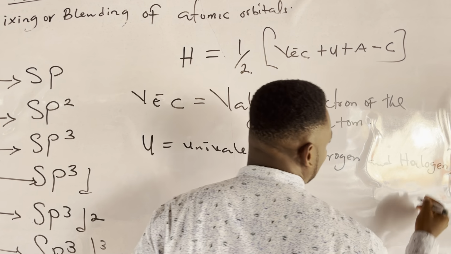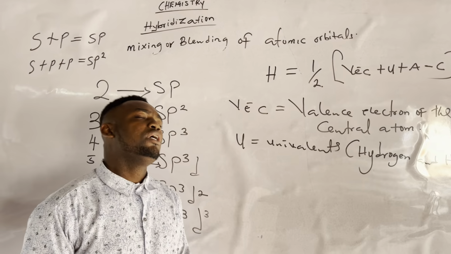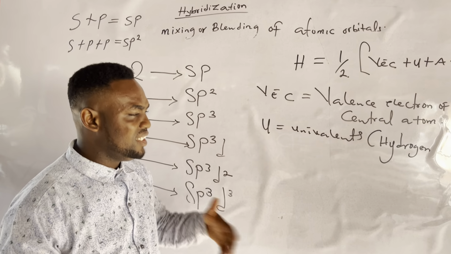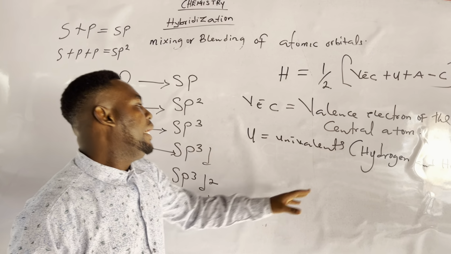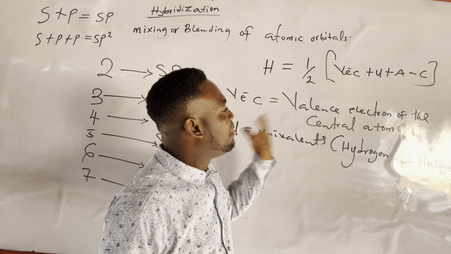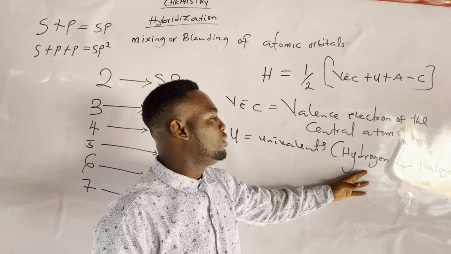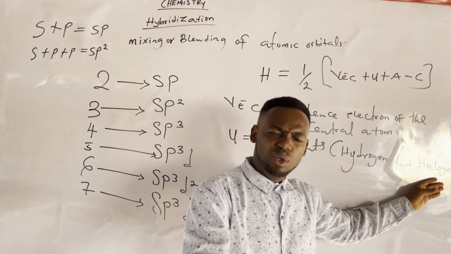Hydrogen and halogen. Of course, halogens are elements in group 7: chlorine, fluorine, bromine, iodine, etc. So when you have them in the molecule you want to find the hybridization of, as many as they are is what we put here as your U. So the U is either hydrogen or halogen.